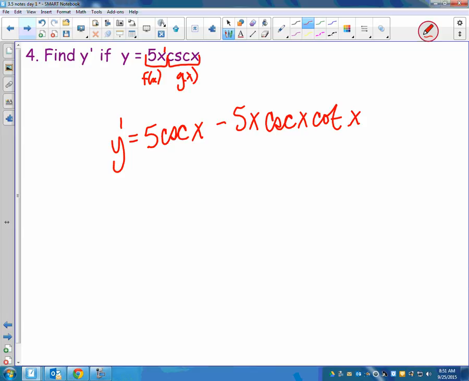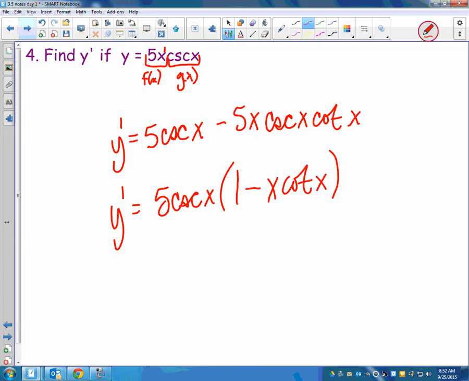You can factor out a 5 cosecant x if you want. I don't know. Your choice. I'm going to factor it out. I think it looks better. And I would have 1 minus x cotangent x. But what does that really accomplish? Not a lot. So that's why it's kind of up to you.